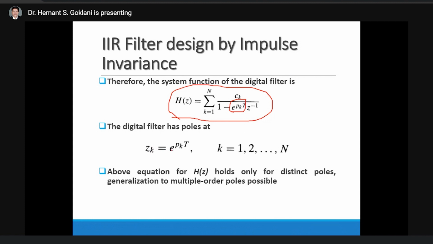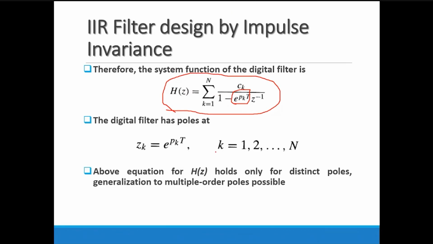Zk is equal to e raised to pkT, where k has the value 1 to n. This will define the poles of the digital filters. The above equation for H(z) holds only for distinct poles, which can be generalized for multiple poles also. So whatever equation we have derived up to this holds true for distinct poles, and this equation can be generalized for multiple order poles also. Okay, clear up to this?